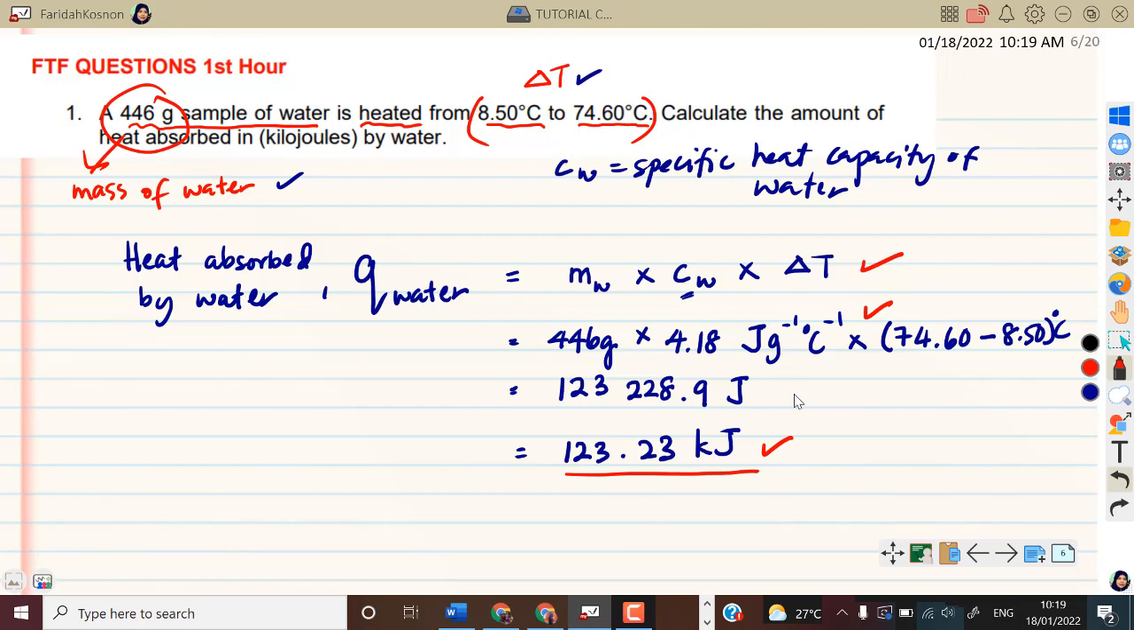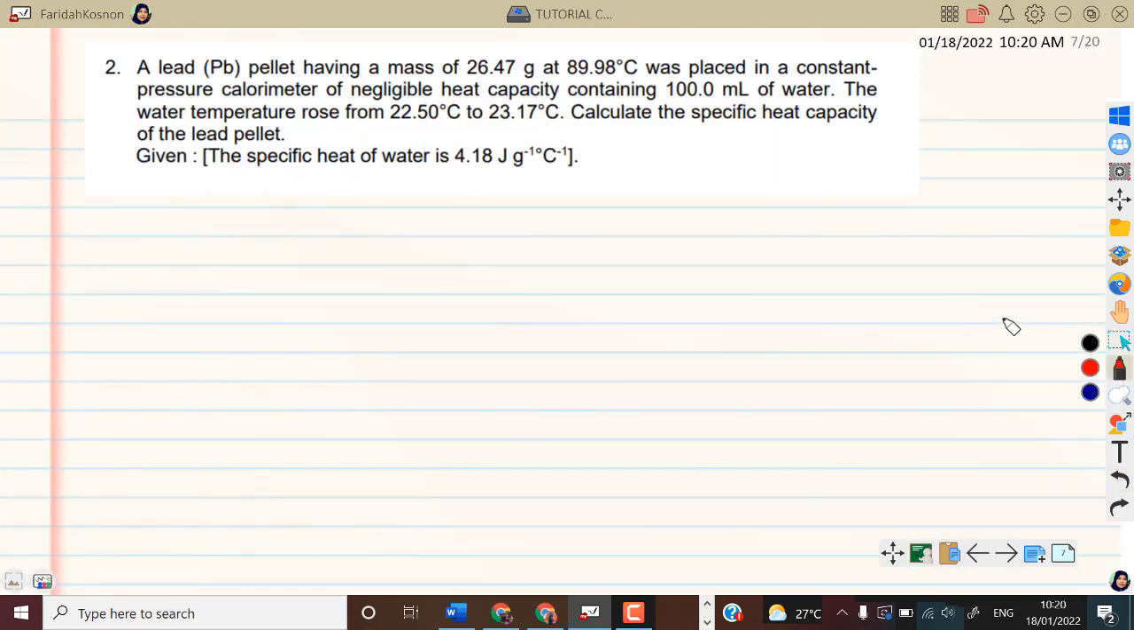Okay. Now we go to the last question for face to face. Alright. Face to face question. Kita pergi pada soalan number two. Okay, class. We have lead ataupun plumbum. Simbol ini actually plumbum ni. Kita sebut dia lead. Okay, a lead pellet having a mass 26.47 gram at 89.98 degrees Celsius and was placed in a constant pressure calorimeter of negligible capacity containing 100.0 milliliter of water. Okay, the water temperature rose from 22.5 degrees Celsius to 23.17 degrees Celsius. Calculate the specific heat capacity of the lead pellet.